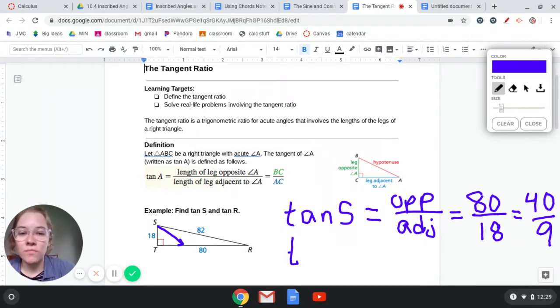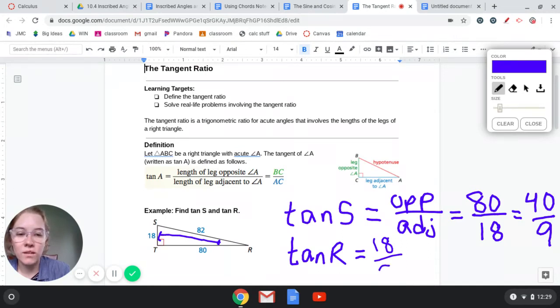So now tangent of R, again, is the opposite side over the adjacent side. Here, let me erase this. But it's not opposite to S anymore. Now we're looking at R as our reference angle. The side opposite to R is the leg that doesn't touch it, which is 18. And the leg adjacent to R is that leg with measure 80. So that means tangent of R is 18 over 80, which is 9 over 40.